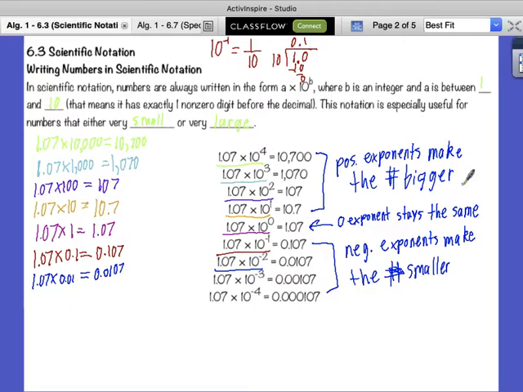So, positive exponents make it bigger. Move the decimal point that many times. Zero stays the same. Negatives make it smaller. Let's continue on right below this real quick.